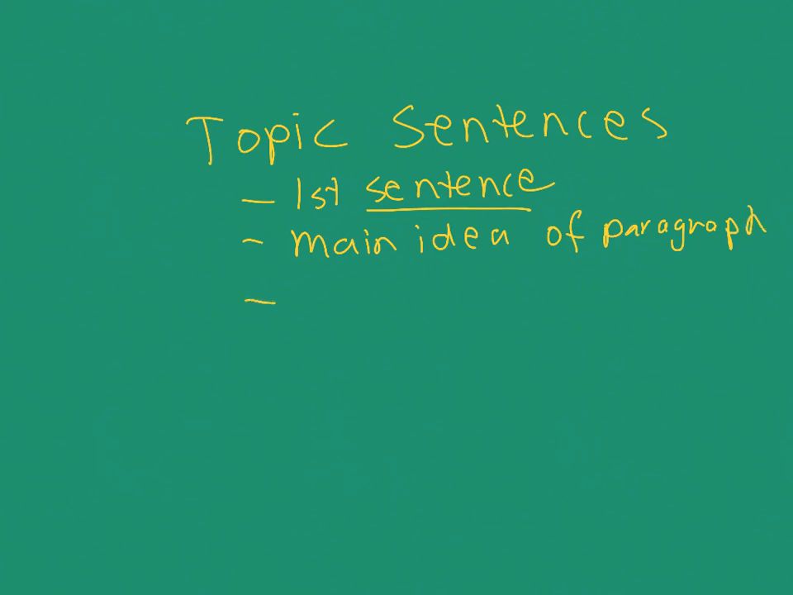We also learned that topic sentences have 2 parts. It has the topic, the general thing that the paragraph is about, and then the controlling idea. The controlling idea says what the writer is going to say about the topic.